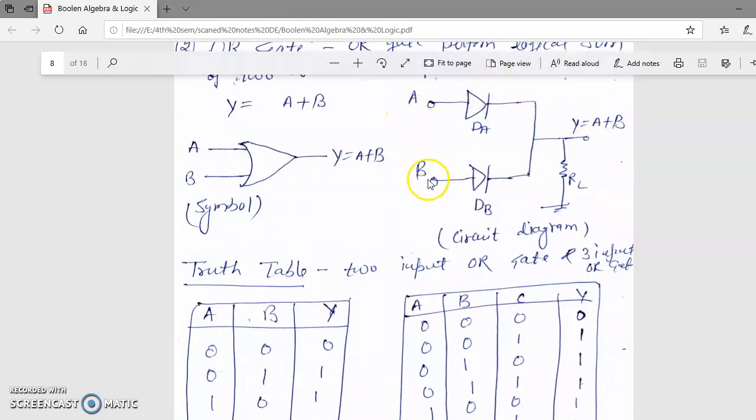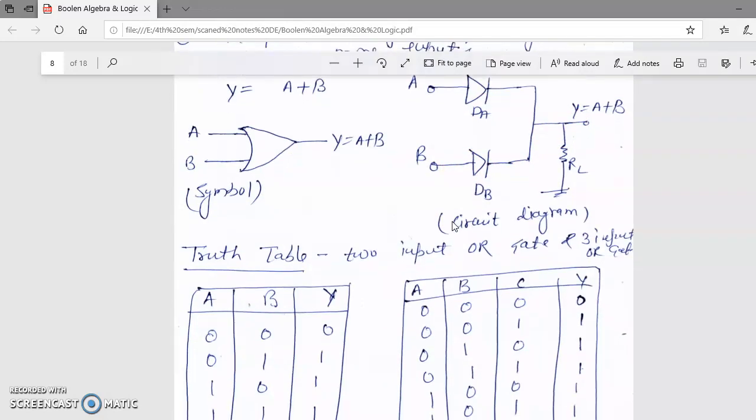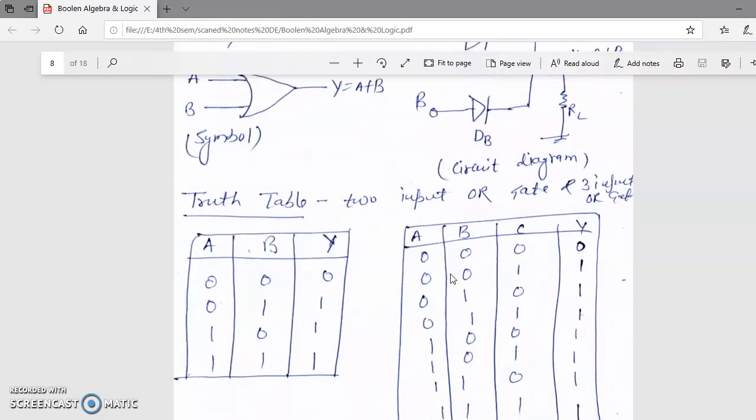Next, if A is high and B is low, then diode DA is active, or forward biased, and we get the output at high level. In another case, when B is high and A is low, we get the same output, that is high. And in case A and B are both high, diodes DA and DB are both forward biased, and we get the output as high logic.